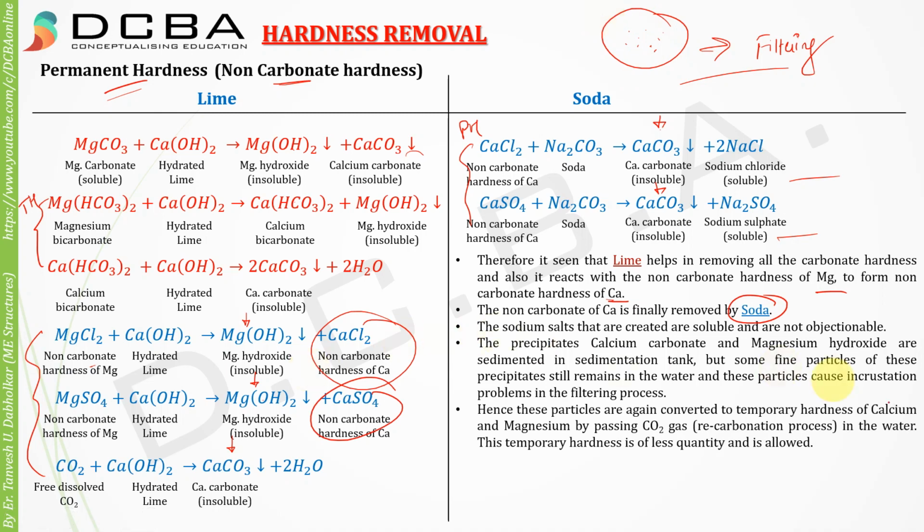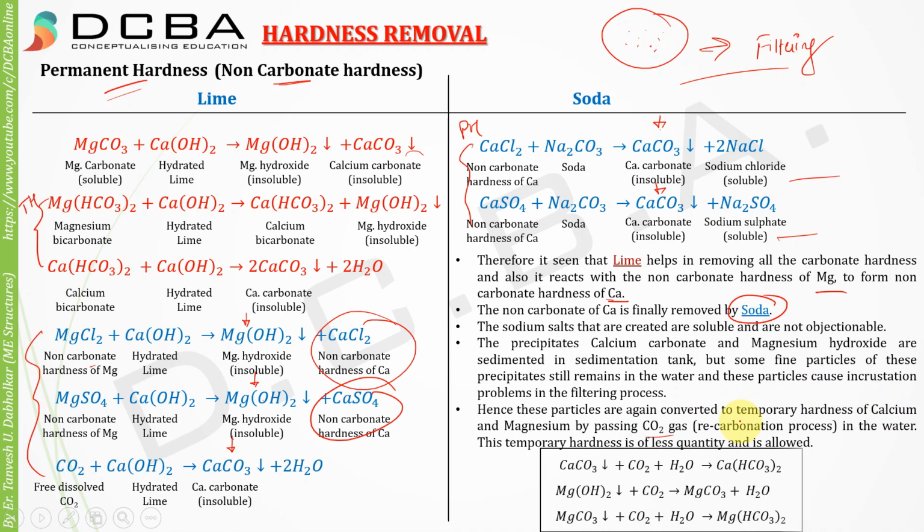soluble form, and that conversion is done by passing CO2 gas in the water, which is called the recarbonation process. When CaCO3, these precipitates, react with carbon dioxide plus water, it forms calcium bicarbonate, the temporary hardness, and it is going to form magnesium carbonate, which is also converted to magnesium bicarbonate. So it forms these, but these are in very less quantity since the fine particles themselves are in very less quantity. So this is generally not objectionable.